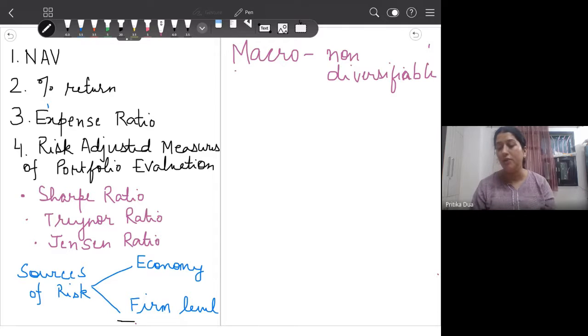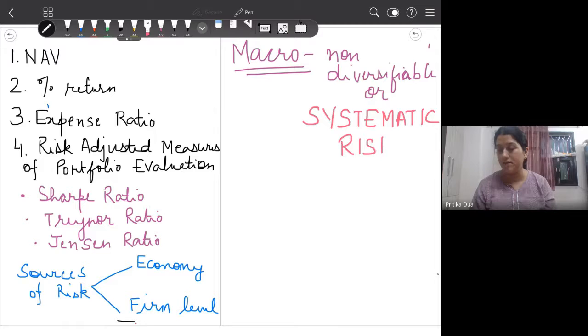So such kind of risk is a non-diversifiable risk. So irrespective of the number of securities you hold in your portfolio, this risk cannot be eliminated, and it is known as the systematic risk. So systematic risk is the risk which is non-diversifiable.